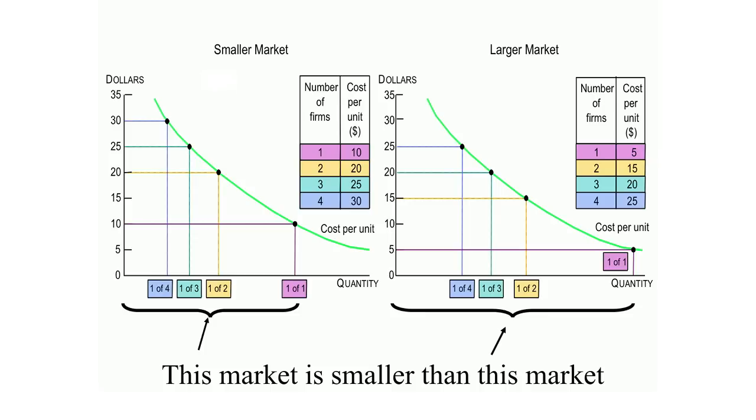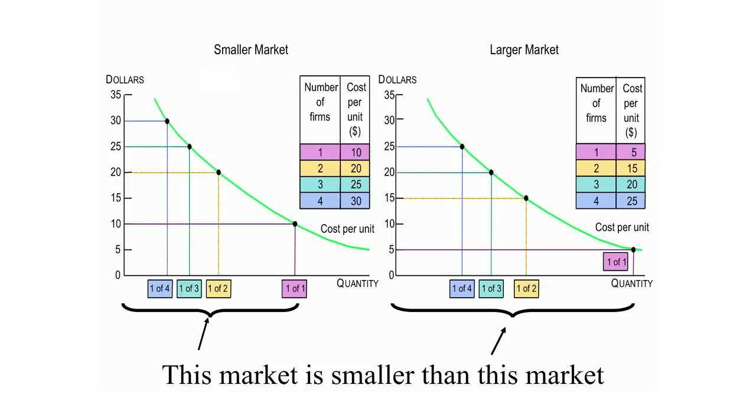The market might be larger because of trade. It might be not just the United States, but the United States along with Mexico and Canada, a larger market. So if the firms are able to produce for that larger market, the cost per unit will be lower. It'll be 5 in this example, the purple line, compared to 10 in the smaller market. And the same story holds when there is a smaller number of firms.